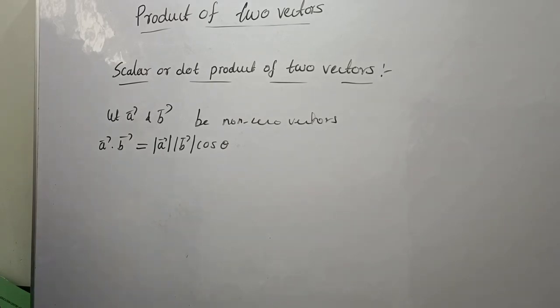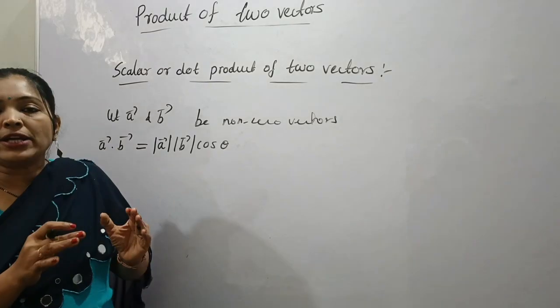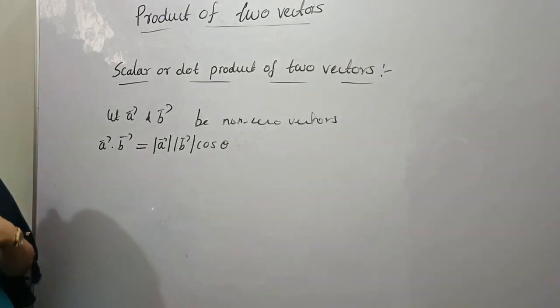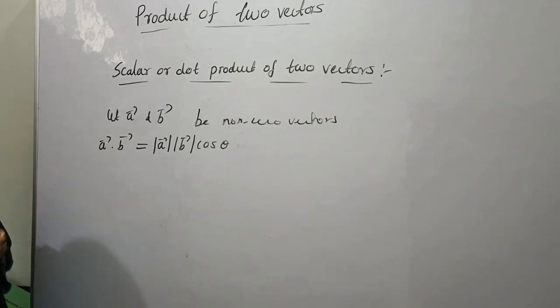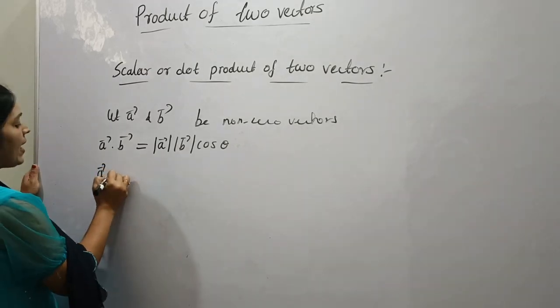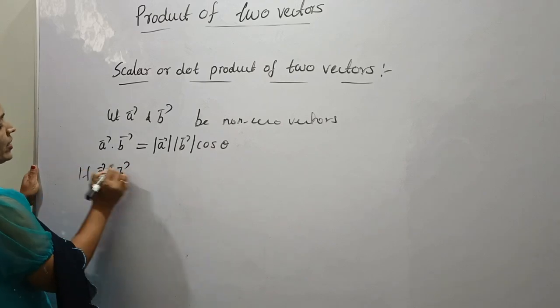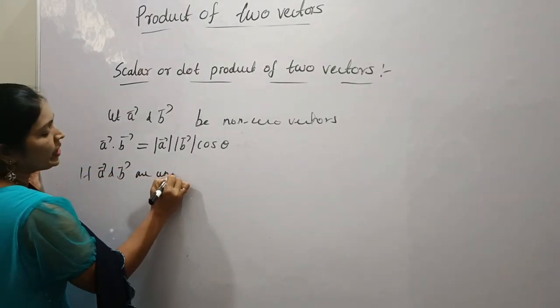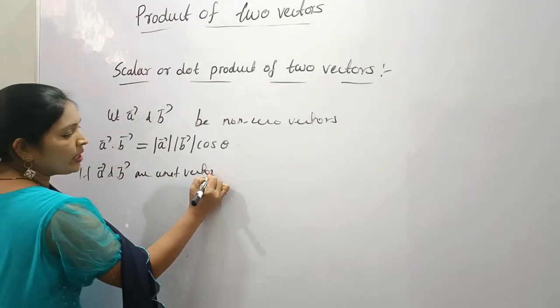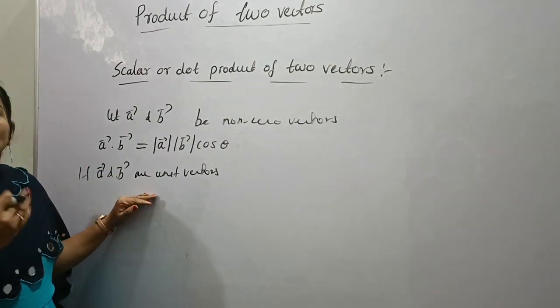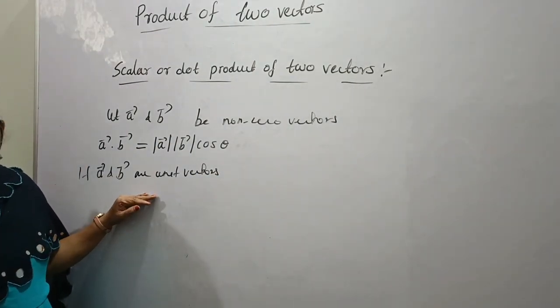Now here if vector A and vector B are unit vectors, then what is the dot product or scalar product of them? If vector A and vector B are unit vectors, we know that their magnitudes are 1, right?